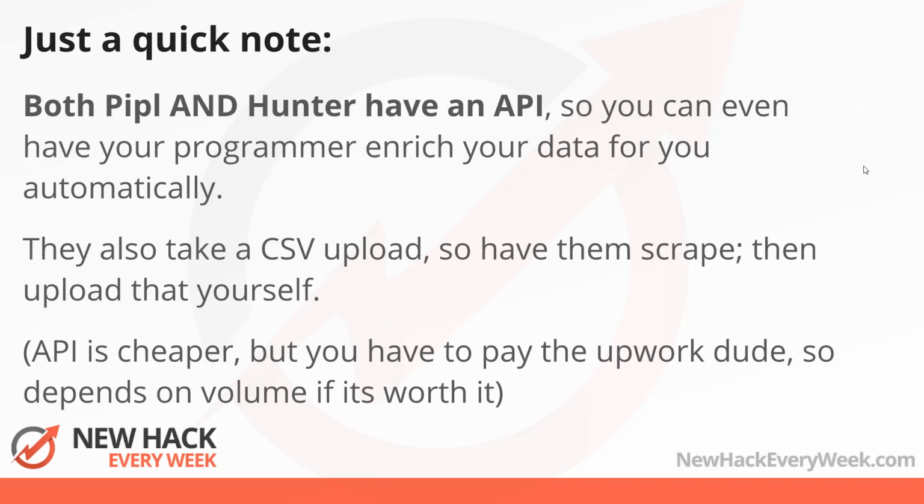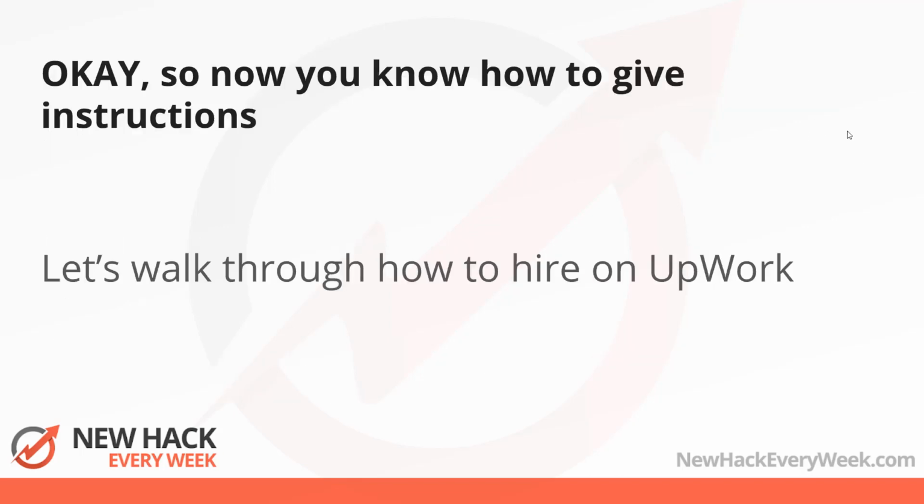Both of these sites, Hunter and People, do take a CSV upload. So you could basically scrape everything that you can, and then upload it and enrich it yourself. Or you can have a programmer do it for you and deliver everything, so you've already got the email address and all that. API is normally cheaper than if you do a CSV upload, but you've got to pay your programmer more on Upwork. So if you're doing like 100,000 records, you might want to say, use the API for Hunter and just get me it complete, and it takes all the hassle out of it, and you'll have all of your data complete when you get it back from the programmer.